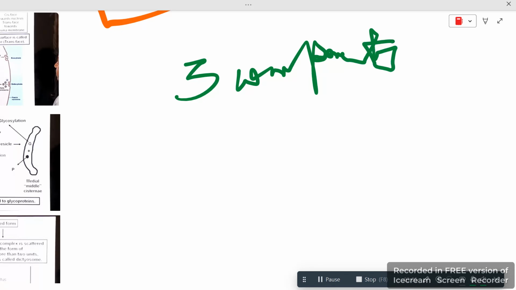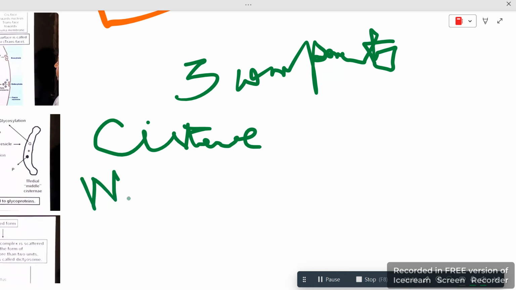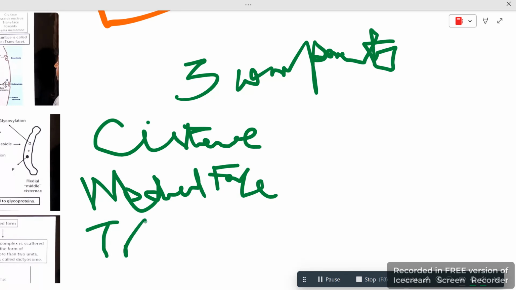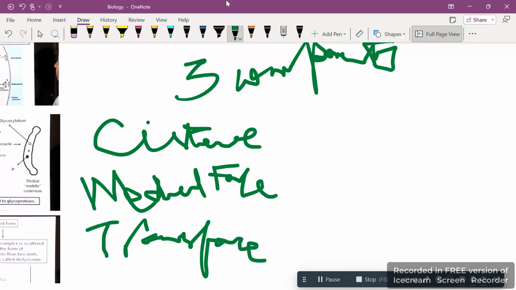First is known as cisternae. The second structure which you will find is known as medial phase, not middle, but medial phase. Then the third is trans phase. So what do these 3 mean? Let me just go towards the structure.